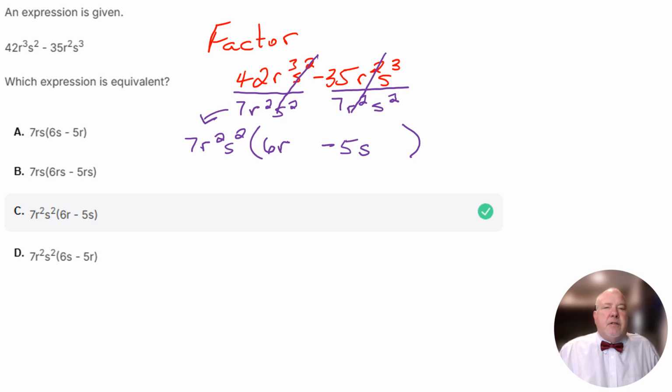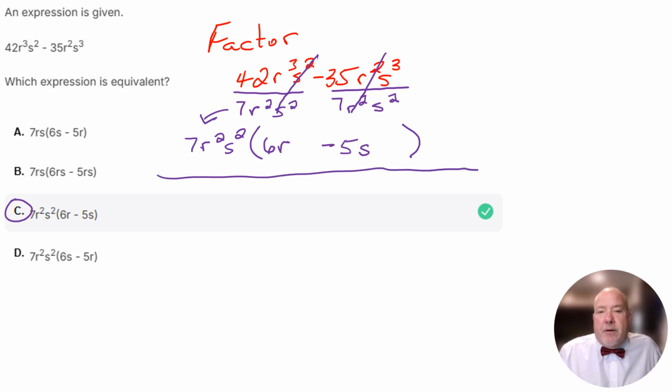So if I look at my answers, you can see this matches up with answer C. Now, real quick, just let me show you another way that you could have checked your answer here. Well, not necessarily check it, but another way to do it. So if you didn't remember how to factor, but you remember how to distribute, what you could have done, so let me, if you understand what I did, you can stop the video here. I'm just going to show you another way to do it. So if you want to see that, hang around.